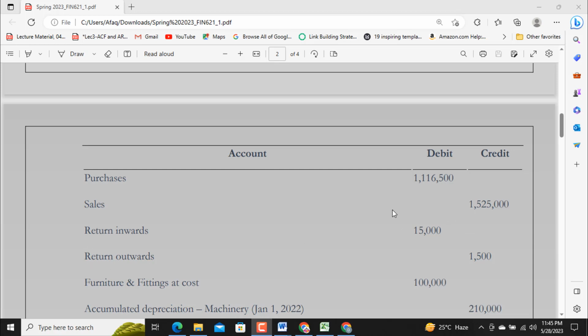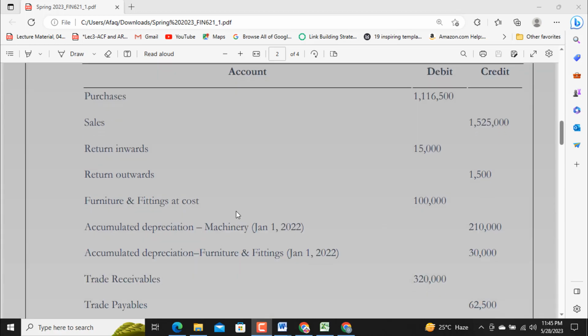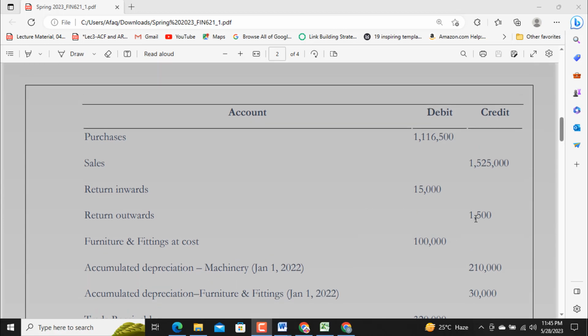Returns inwards means sales return. So 15,000, it is debit, but it will go to the income statement as it is opposite of the sales, so it will be deducted from the sales. Returns outwards means purchases return, it is credit, so it will be deducted from the total purchases.